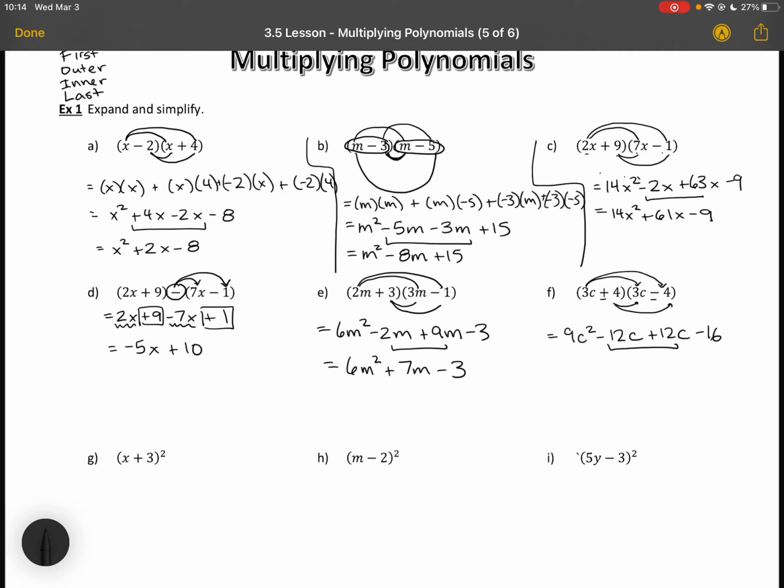My two middle terms are the same, and when I add them together, they add to 0. So all I'm left with is 9c squared minus 16. That is a special pattern that happens when you have two binomials that look like this.